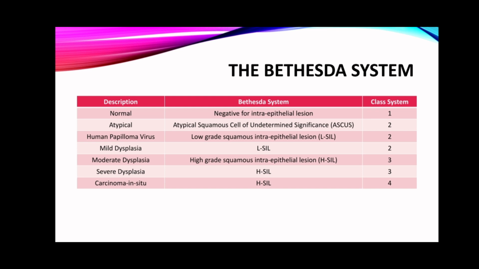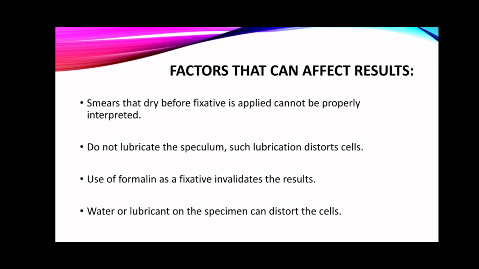If moderate dysplasia, that's already high-grade squamous intraepithelial lesion, or HSIL. The equivalent to that in the class system is class 3. For severe dysplasia, or abnormal growth of the cells, that's still HSIL. The equivalent class system is 3. And if there is already carcinoma in situ, that's HSIL, and the equivalent grading is class 4.